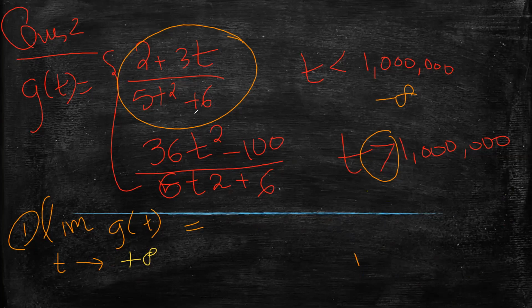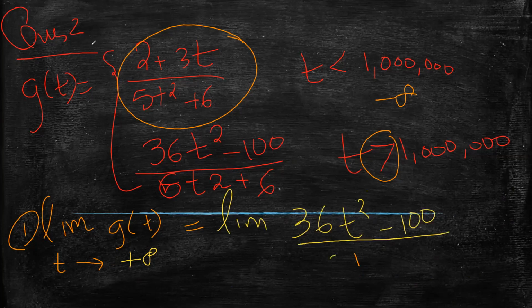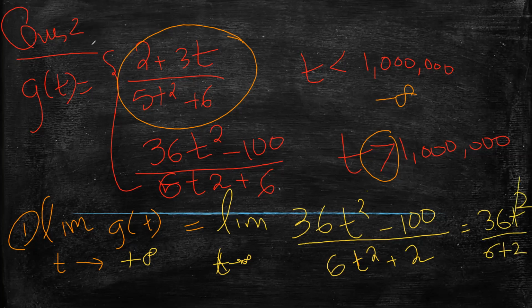Nihal now. Yes, Nihal. Which function do you have to use now? The second function. So you say limit 36t squared minus 100 over 6t squared plus 2. Yes, so the highest power is 36t squared over 6t squared. So it will be cancelled and it will be 6.